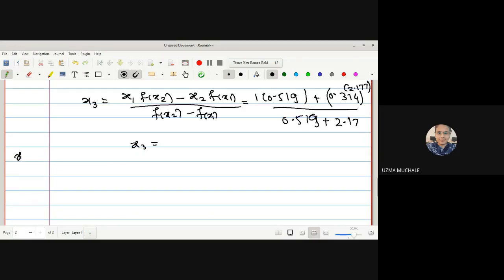Actually, we have to solve this up to x7 because x0 and x1 we have chosen, right? So what is our first iteration? It is x2. This is the first one. Second will be x3. Third is x4. Fourth is x5. Fifth is x6. And the sixth iteration is x7. Solve it fast and tell me the value of x4.